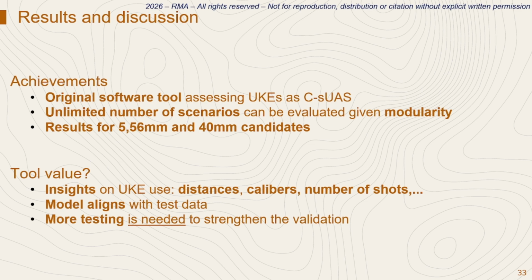We have generated results for small and medium caliber rounds, and the tool gives us insights into the specific use of unguided kinetic effectors. So what are the engagement distances to consider, which calibers would we have to prefer, and, for example, is the additional shot worth the cost? Will an additional shot lead to a significant improvement in the kill probability? The model aligns with the test data on average, but more testing is definitely needed to strengthen the validation process.